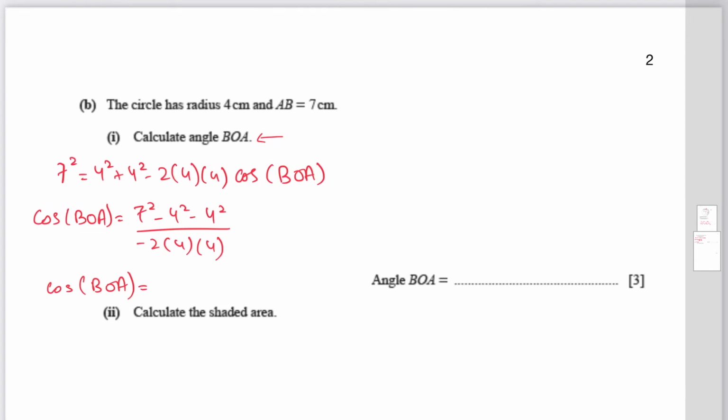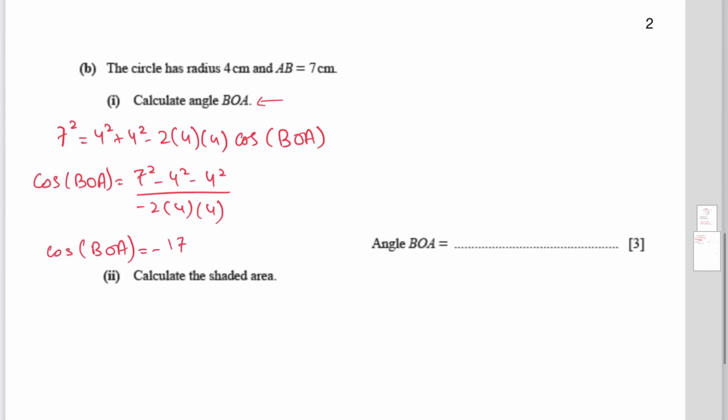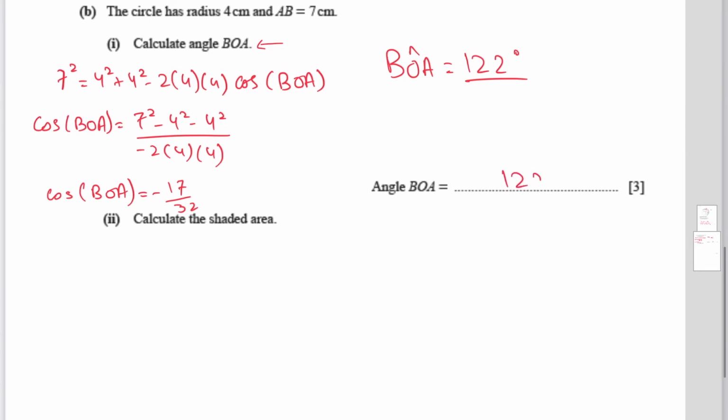Okay, so let's see what cos BOA comes out to be. We do 49 minus 16 and then we divide this by negative 2 times 4 times 4. The value comes out to be negative 17 over 32. Then when we find the cos inverse of this value, BOA comes out to be 122 degrees. That's our answer to this part, 122 degrees.